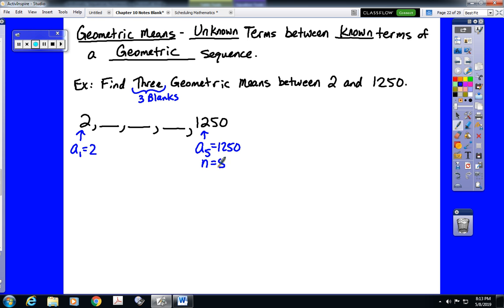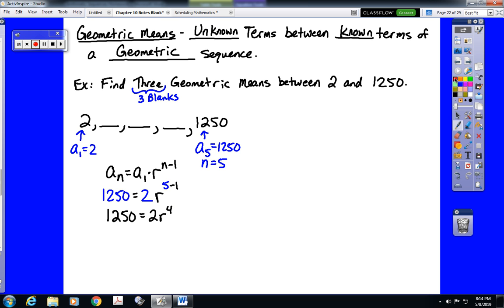meaning that we're going to let n equal 5. We need n equal to 5 so we can figure out the common ratio, the r value. Now this is not as easy as it sounds, because when we're doing this, we're plugging into our geometric sequence equation. So we have 1,250 equals 2 times r to the n minus 1. That would be the 5 minus 1 power. So that means we have 1,250 equals 2r to the fourth.